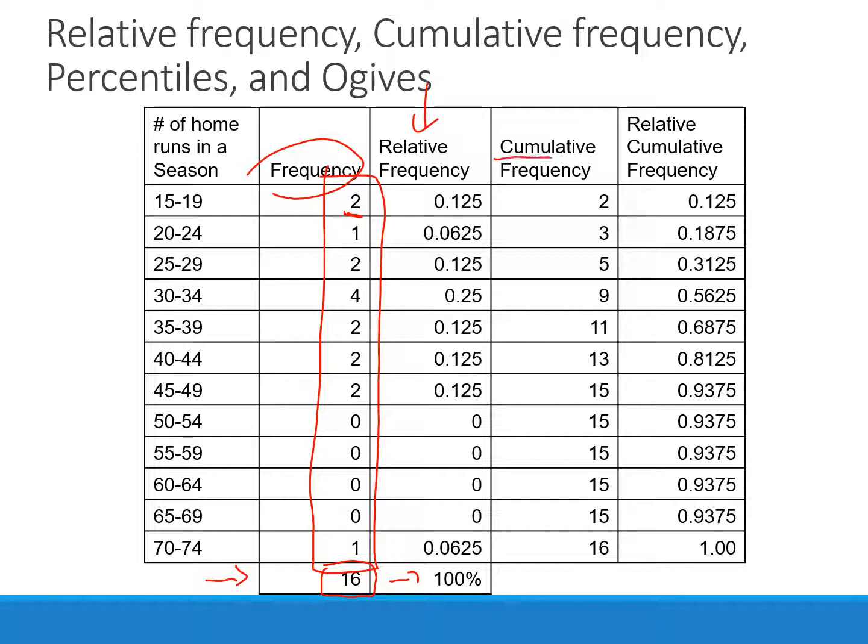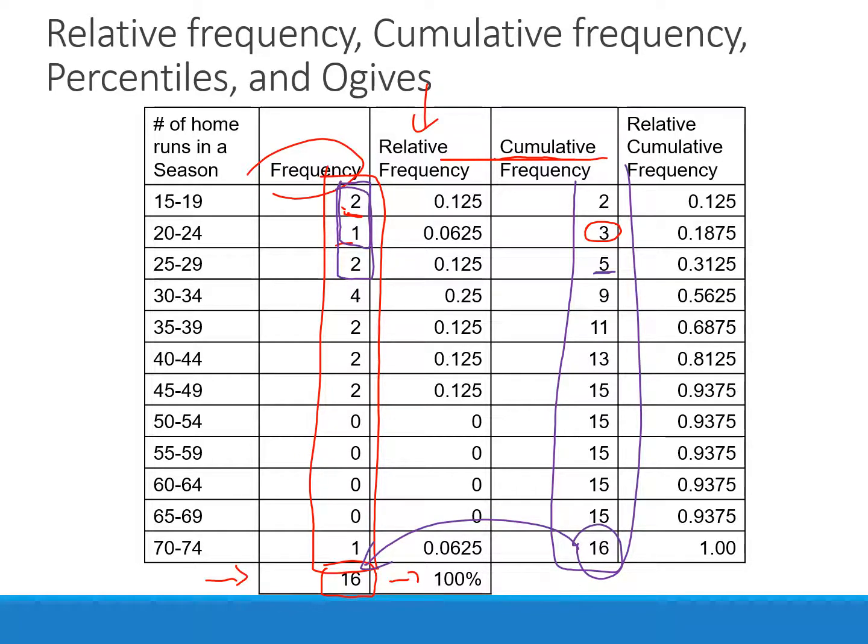Cumulative frequency, cumulative means that we're just adding all those up. Okay, so our first class has 2 in it, our second class has 1. The cumulative frequency up to that point is 3 because so far we've passed 3 frequencies out of the 16. This next one, the cumulative frequency is 5 because at this point we have 2 plus 1 plus 2 is 5.